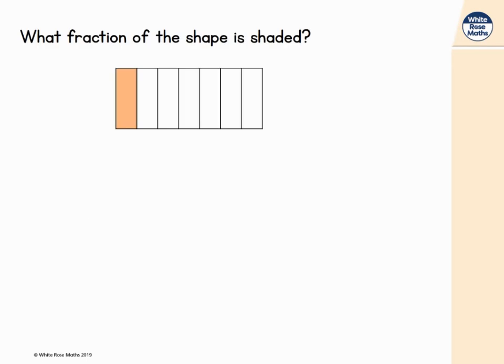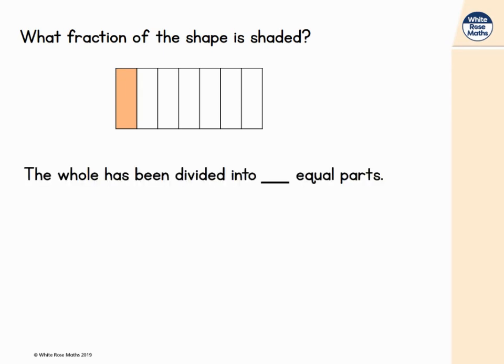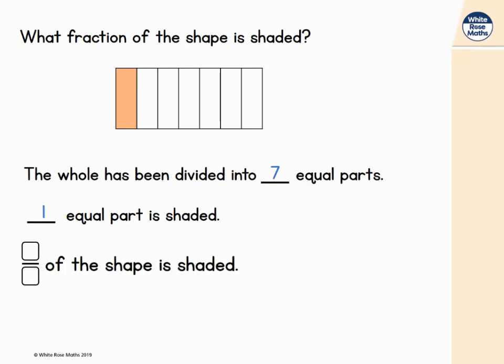Have a look at the shape. What fraction is shaded? Firstly, we count how many equal parts there are altogether. The whole has been divided into 7 equal parts. Now, count how many parts are shaded. Only 1 of the equal parts is shaded, so 1/7 of the shape is shaded. Because it has a numerator of 1, we can say 1/7 is a unit fraction.